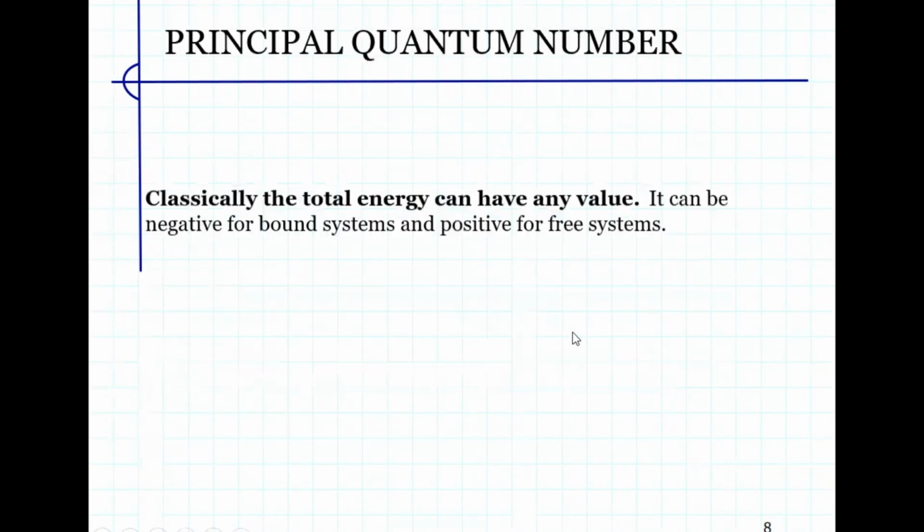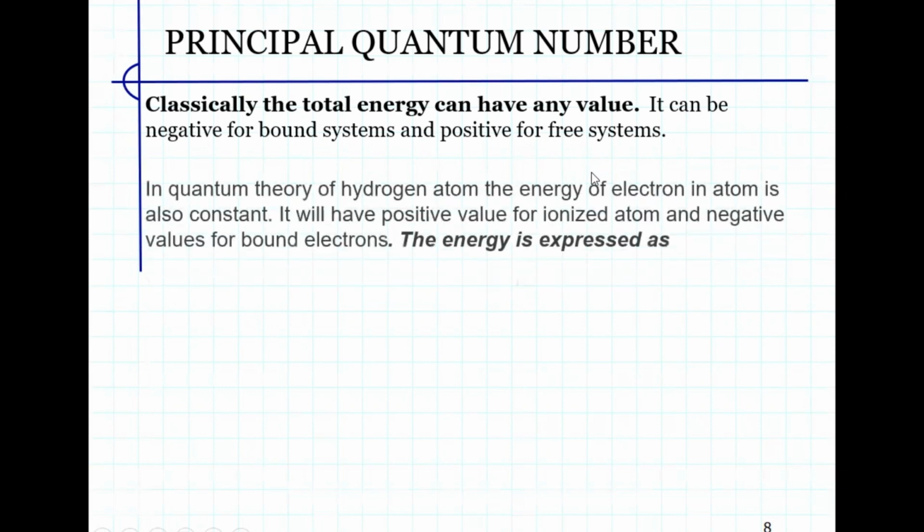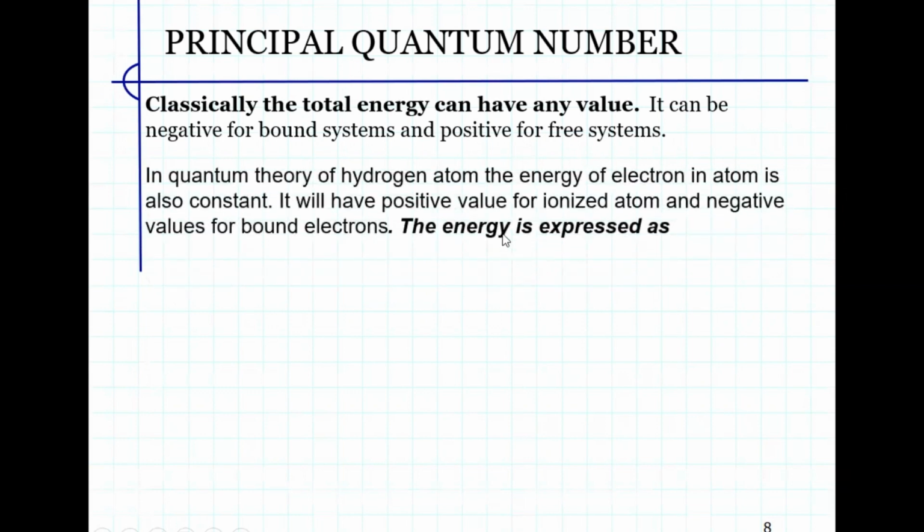So let's briefly discuss the principal quantum number. Classically, we very well know that the total energy can have any value. The bounded systems show negative values, and positive energy is seen in the free systems. So in the quantum theory of the hydrogen atom, we come to know that the energy of the electron in the atom remains constant. However, it will have positive values for ionized atoms and negative values for the bounded electrons.